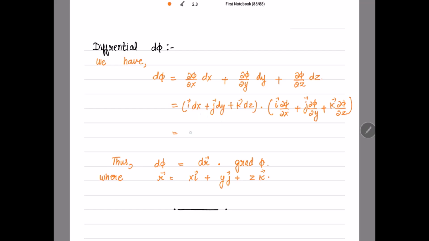So this is your dr, where r is xi plus yj plus zk. So can I write this as dr? Yes. And this is your very well known grad phi. Right? So the differential d phi is equal to dr vector dot grad phi. It is a dot product of dr vector and gradient phi, where r vector is xi plus yj plus zk. That's it. Next time we are going to introduce the del operator and also some of the theorems.